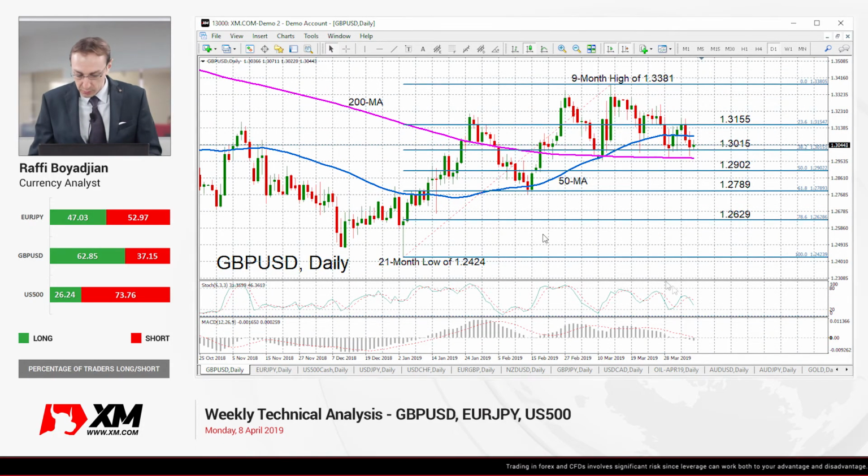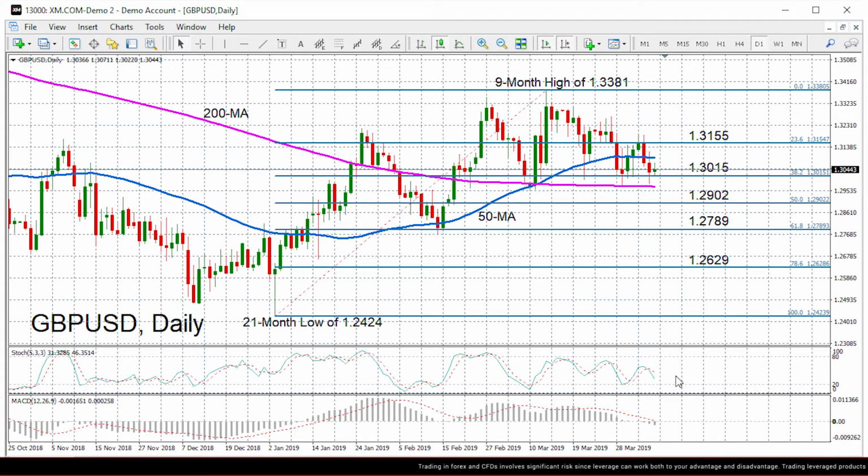We can see, looking at the momentum indicators, that the near-term bias is negative. Stochastics are pointing downwards, and the MACD has turned negative below zero and is also standing below its red signal line as well. Looking at price action at the moment, price is hovering just below the 50-day moving average.